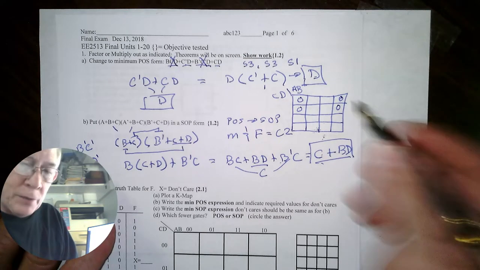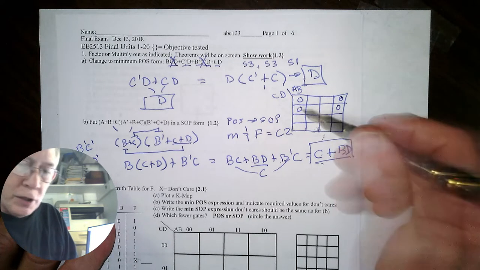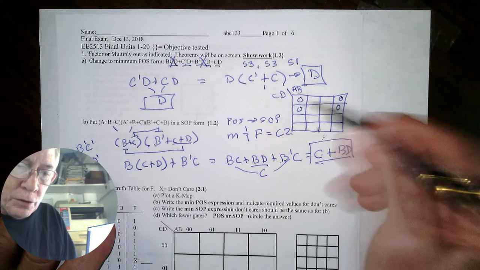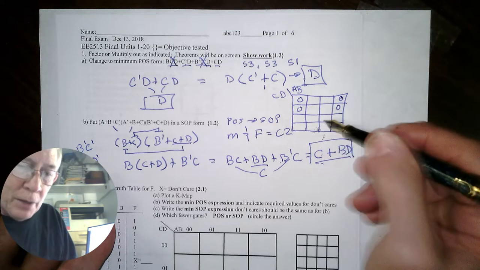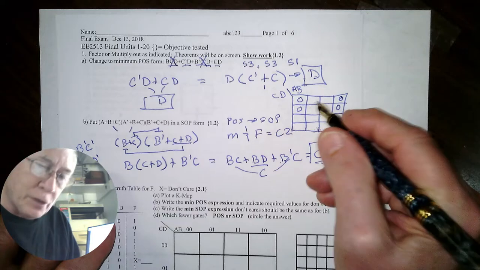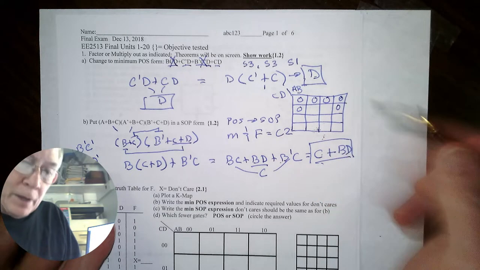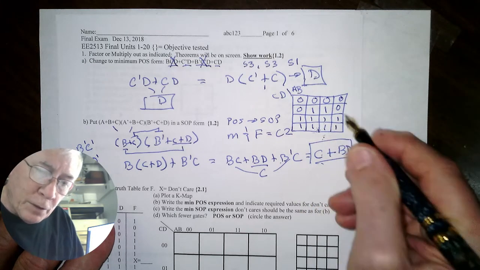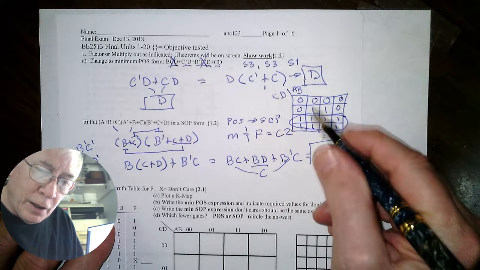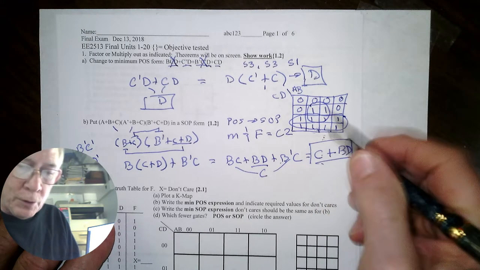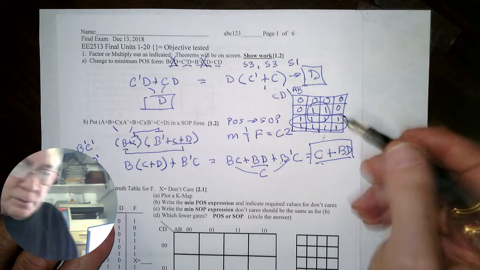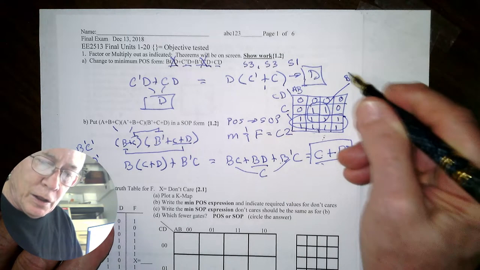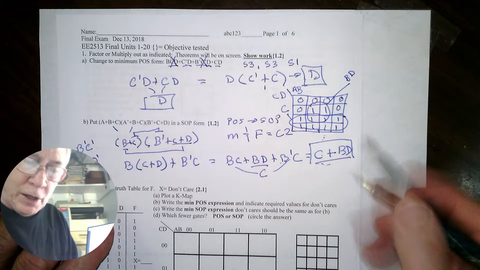And then B C prime D prime, here we're just going to have two boxes. And so B is the middle two columns, C prime is the top two rows, so that's these four boxes potentially, and D prime is the top two, so that's going to be zeros up here. Okay, and now if I put my ones in, that's going to be this group of eight and this group of four. Remember, powers of two only, we can't do six, that's not legal. Well, this group is just C, and this group is just BD. So our answer is C plus BD, and it checks.